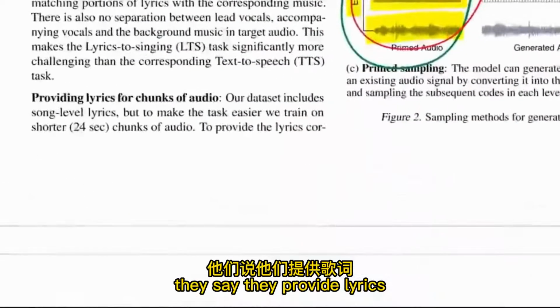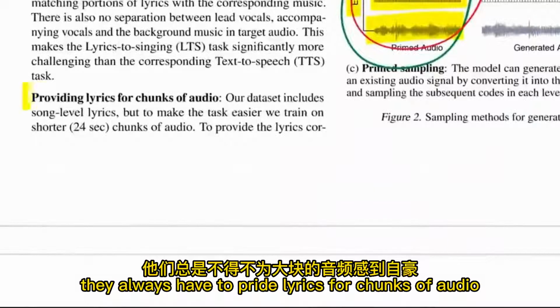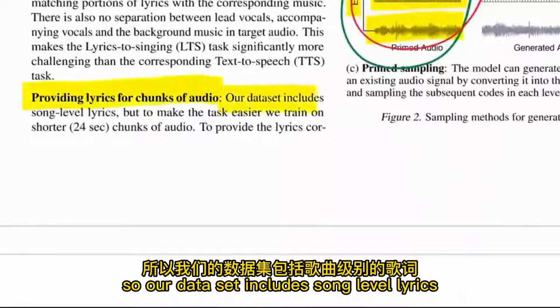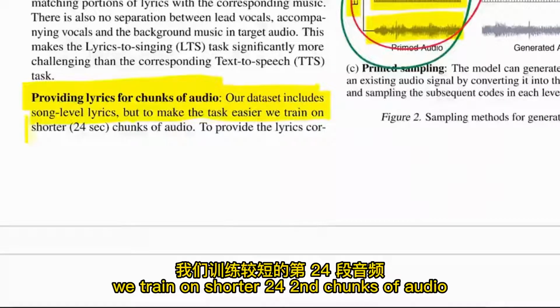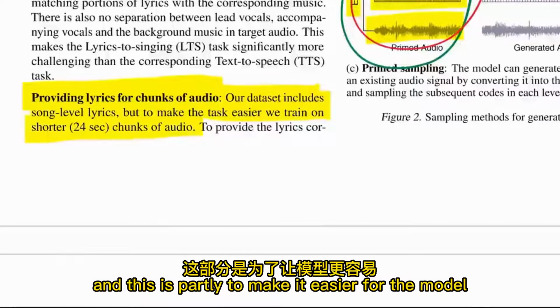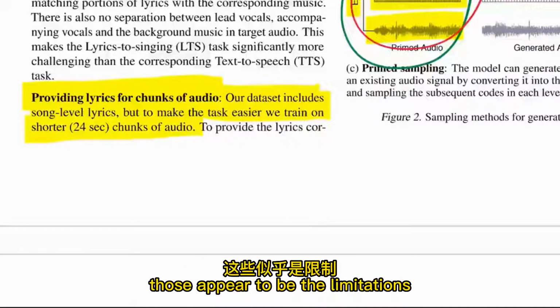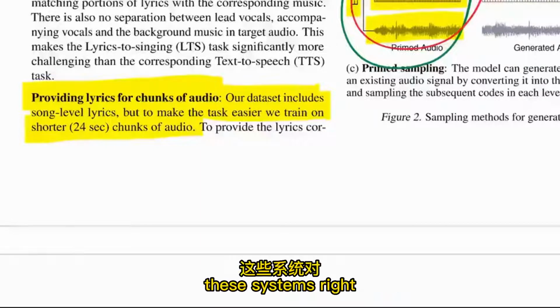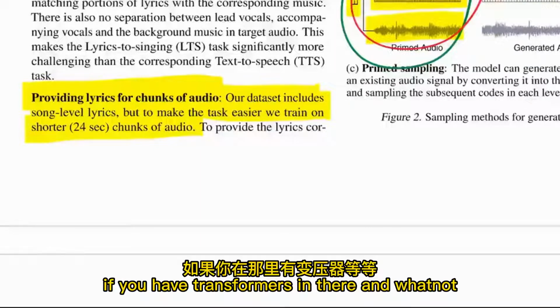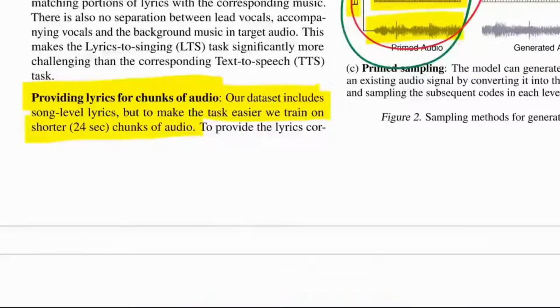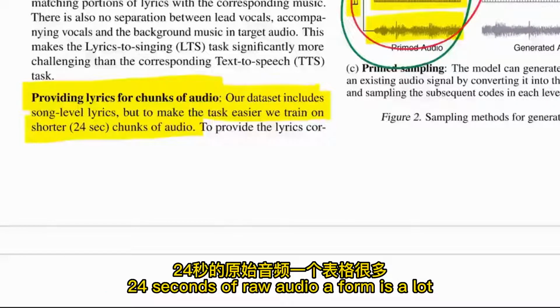They say they always have to provide lyrics for chunks of audio, so our data set includes song level lyrics, but to make it easier, we train on shorter 24-second chunks of audio. And this is partly to make it easier for the model, but also partly because those appear to be the limitations of these systems, right? If you have transformers in there and whatnot, 24 seconds of raw audio waveform is a lot.